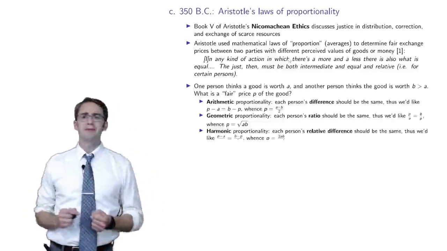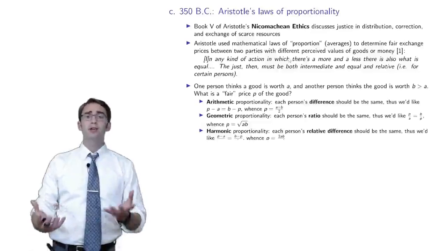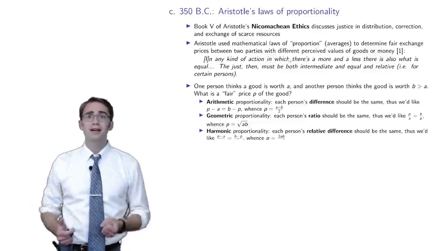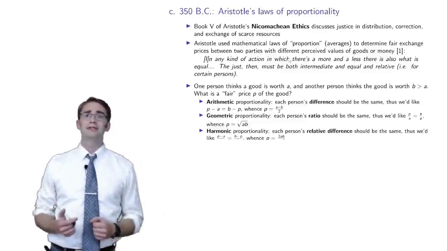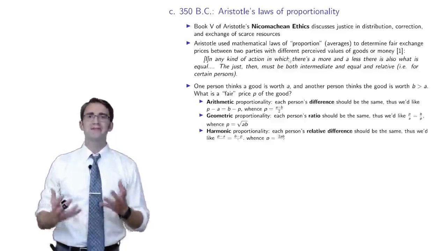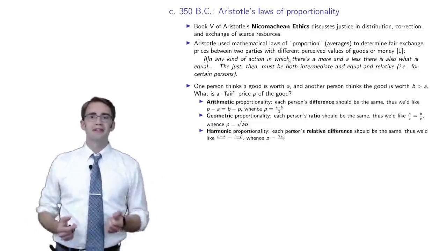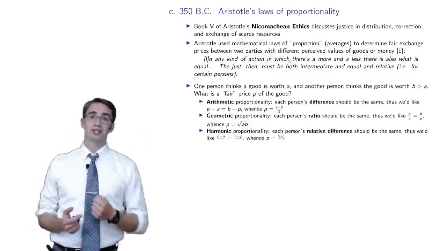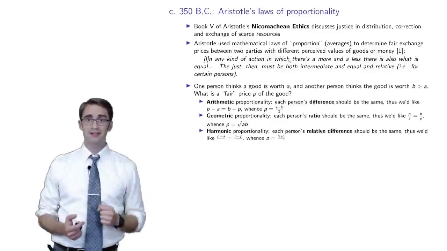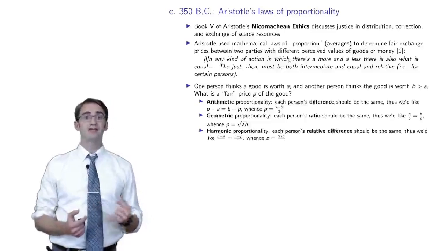Here's a simple example from this, which I've paraphrased. You've got 2 people here, and they're arguing over how much something is worth. The buyer wants to buy the item for $50, and the seller wants to sell it for $100. Aristotle said, well, let's try and figure out mathematically what is the right price that we should go for here. The most natural thing to do is arithmetic proportionality. Split the difference. If the low ball is 50, the high ball is 100, well, split the difference, that's $75. That's arithmetic proportionality.